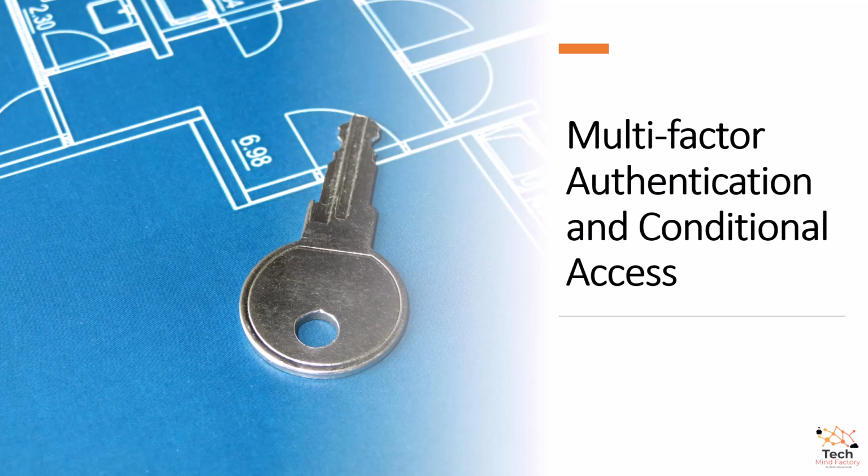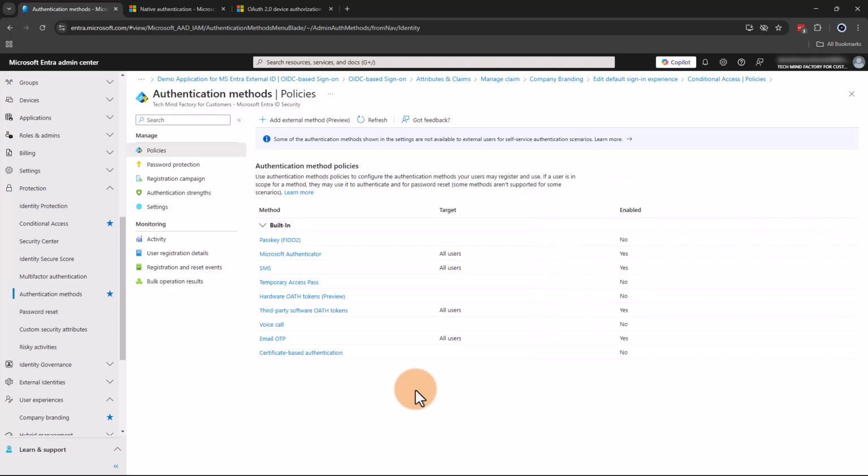And now let's dive into MFA and conditional access policies and possibilities in Microsoft Entra External ID. When we open Entra Admin Center and we go to authentication methods under protection, we can see that text messages option is enabled, and also email OTP.